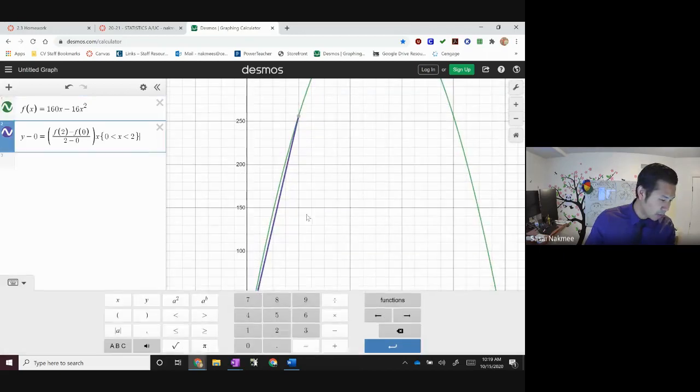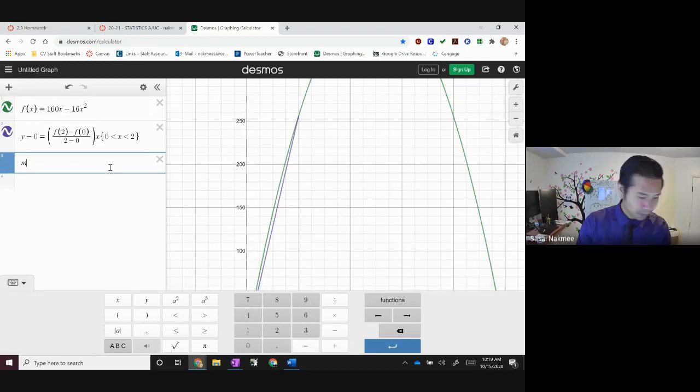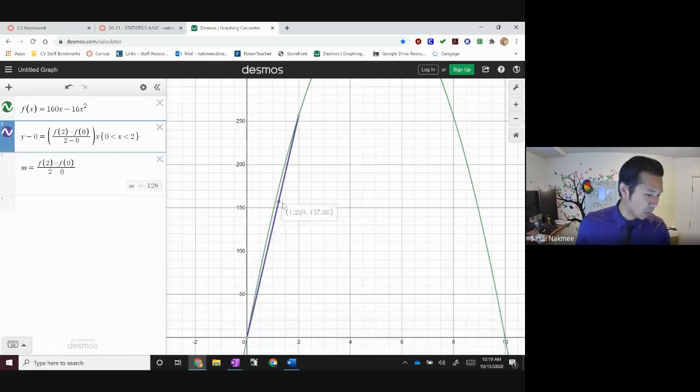I don't know if you guys can see it, but this purple line right here, from here to here, has a slope, right? And that slope is equal to f of 2 minus f of 0 over 2 minus 0, which is 128. That's the slope of this purple line right here. That's the average rate of change. That's the average velocity, not the average speed, the average velocity from t equals 0 to t equals 2, right?